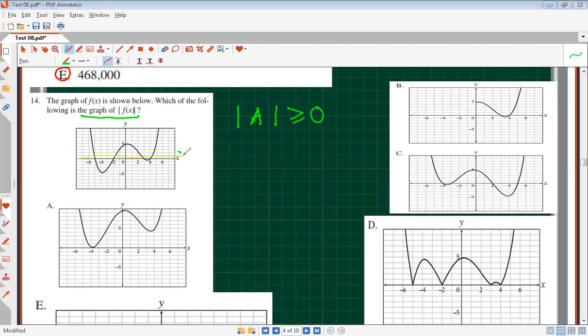This is the s-axis. Any part of this function, absolute value of F(s), must be above the s-axis. For example, this part must be reflected above the s-axis. We eliminate this and we draw it, and it will become this red part.